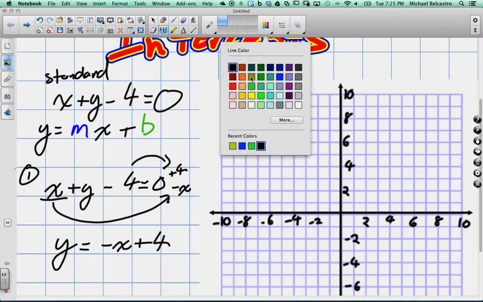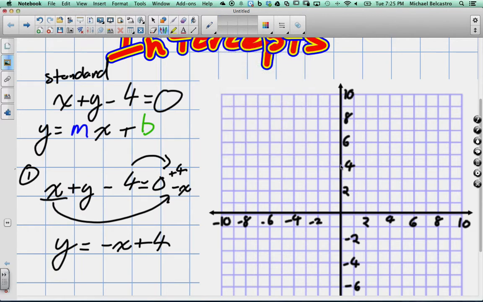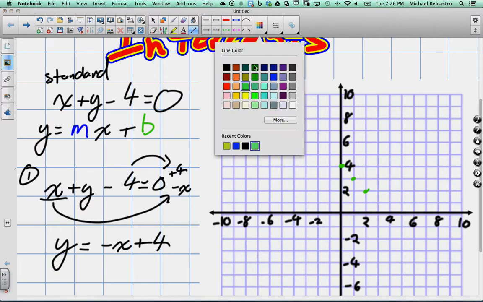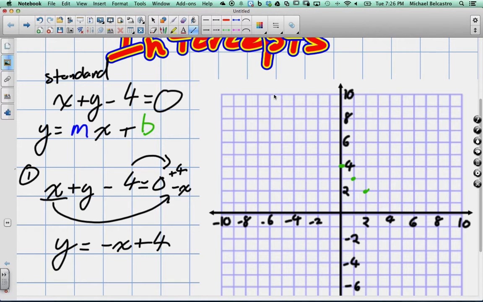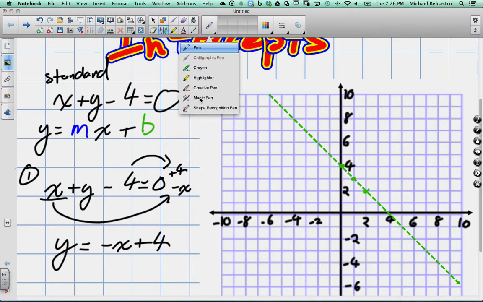That means our y-intercept, which we already know, is positive 4. And our slope is negative 1, which means we go down 1 over 1. Down 1 over 1. And voila, we have our lovely line. Let's see if I can do a decent job of drawing this. Not bad at all. Okay, so there's our line. But there's a whole other way we can go about this.